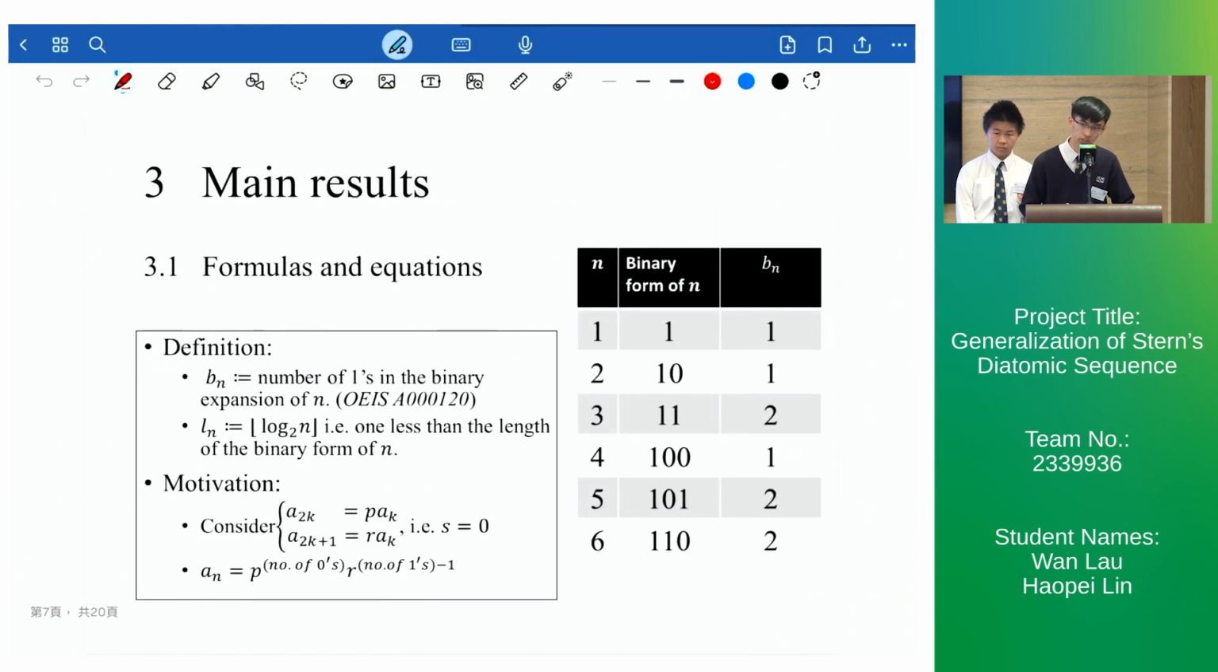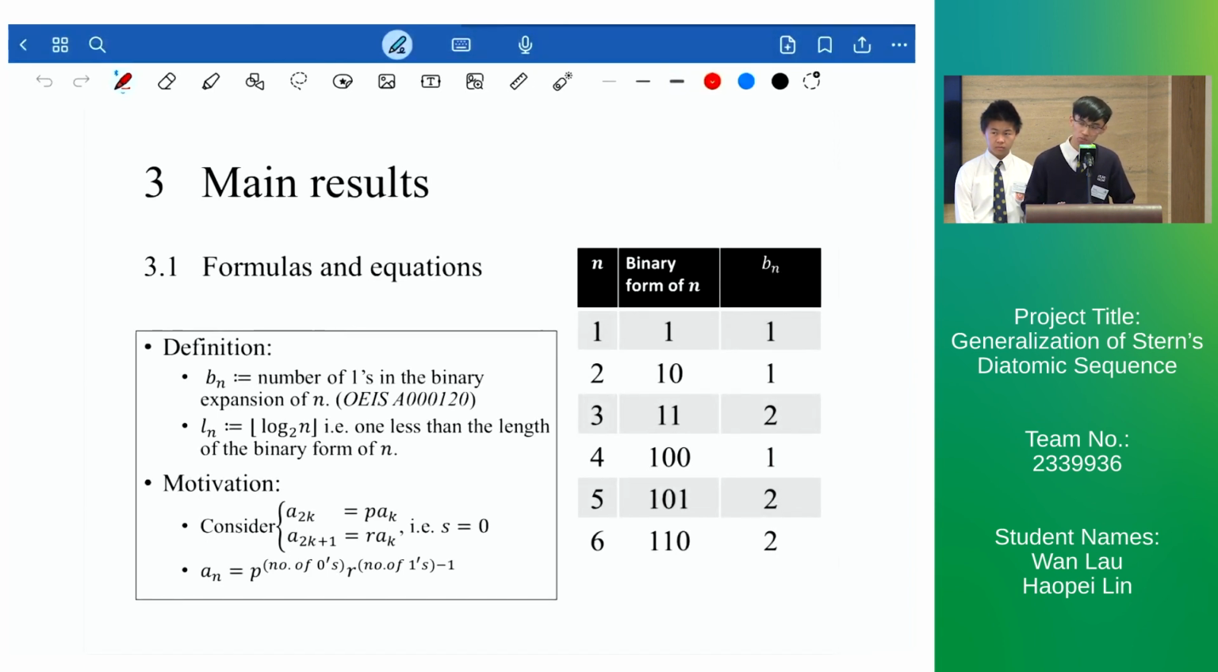Before introducing our results, for convenience, we have this definition, Bn and Ln. Bn is the number of 1s in the binary form of n, which is a well-studied sequence in OEIS. And Ln is log n base 2 and then floor, which is 1 less than the length of the binary form of n. You may look at the examples here. There are 2 1s in the binary form of 5, so B5 is equal to 2, obviously.